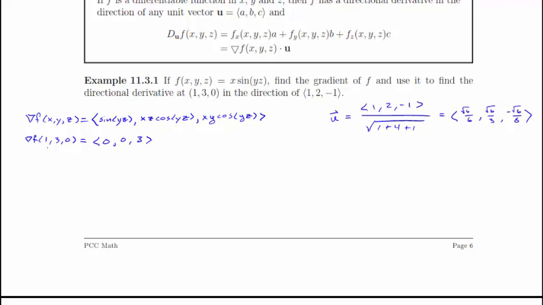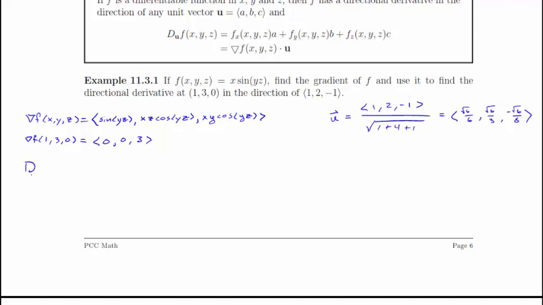So the gradient vector at the point 1, 3, 0 is saying that if we were moving in the x direction, my change in w would be 0. If we were moving in the y direction only, then the change in w would be 0. If we were moving in the z direction only, the change in w would be 3. So we're only seeing a change in w if we move in the z direction right here.